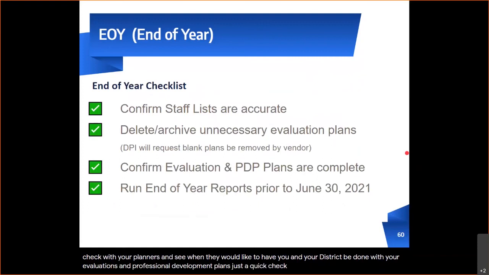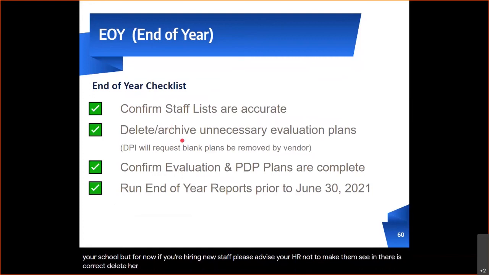Just a quick checklist: confirm your staff lists are accurate. If you're hiring new staff for next year, your HR department can upload them to UID, but they should upload them as inactive so that they don't show up in NCEES as needing an evaluation here at the end of the year. Then once July 1st rolls around, those new staff can be uploaded as active for your school. But for now, if you're hiring new staff, please advise your HR not to make them active. Make sure what you currently see in there is correct.